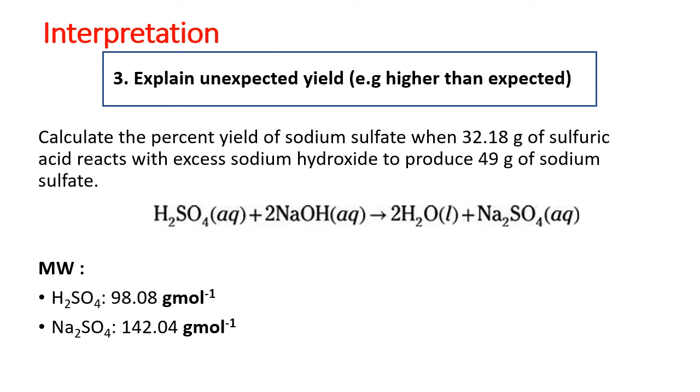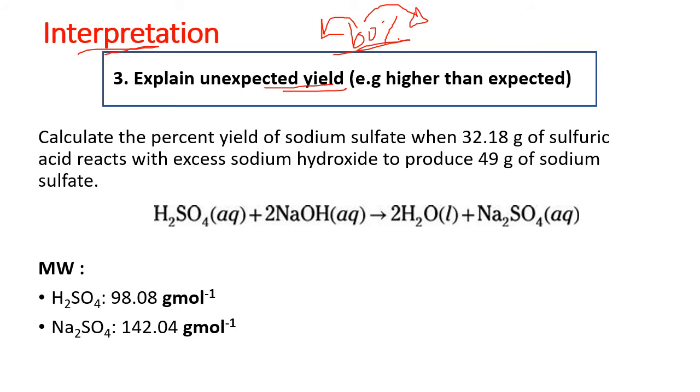The last concept we need to discuss in the interpretation is explaining the unexpected yield. When you do an experiment within the lab, your theoretical yield should be 100%. This is the theoretical yield that is calculated by the paper and the pen and the calculator. It should be 100%. But once you get into the lab, sometimes your yield can be higher than 100% or lower than 100%. So first, you need to know how to calculate the theoretical yield in order to interpret it.